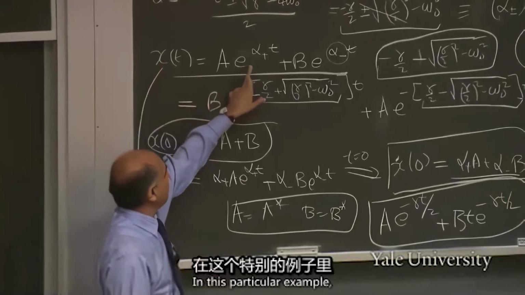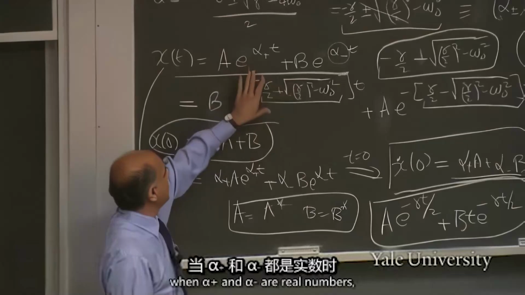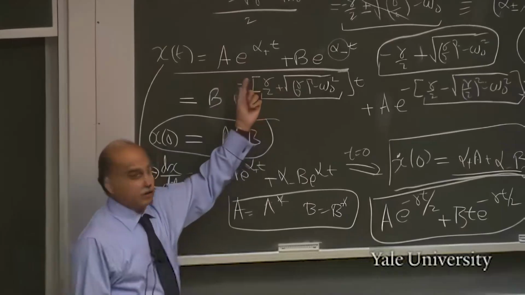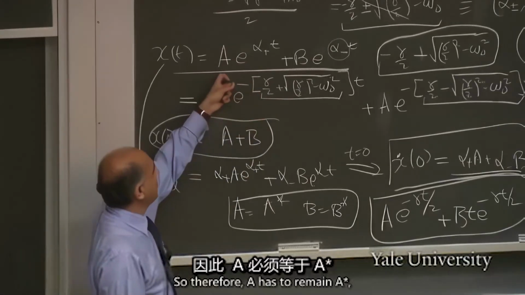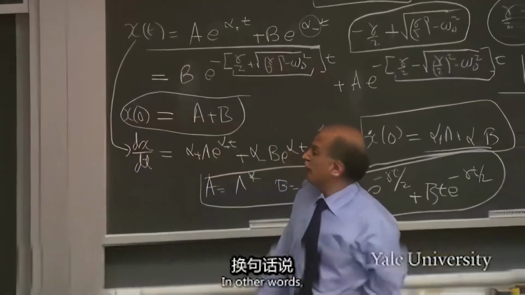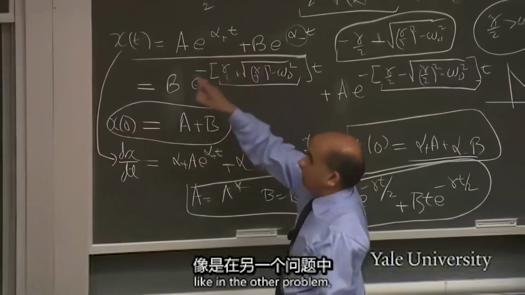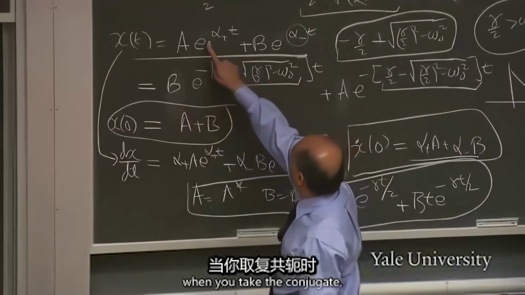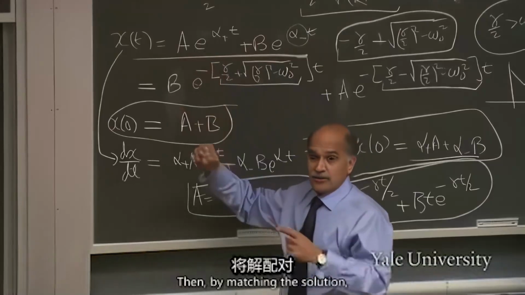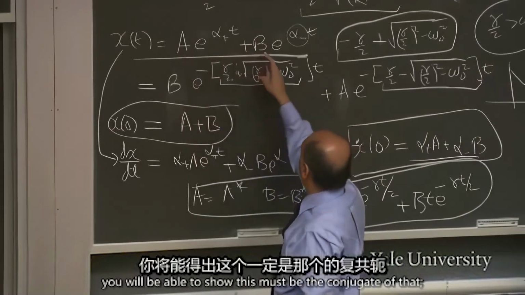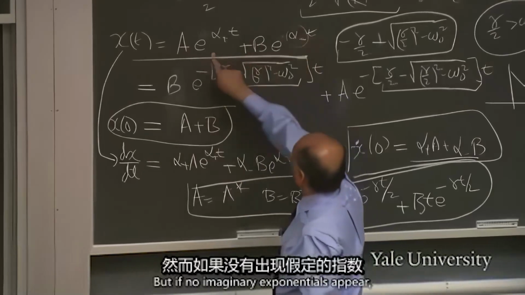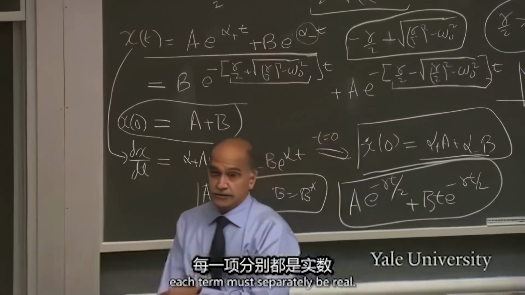In this particular example, when alpha plus and alpha minus are real numbers, e to the alpha plus t remains e to the alpha plus t when you take the conjugate. So therefore, A has to remain A star, and B must also remain invariant when you take the conjugation. In other words, if this was an imaginary exponential, like in the other problem, when you take the conjugate, this exponential becomes this guy and that exponential becomes that guy. Then by matching the solution, you will be able to show this must be the conjugate of that, that must be the conjugate of this. But if no imaginary exponentials appear, each term must separately be real.